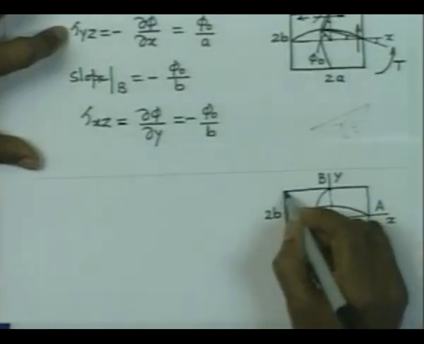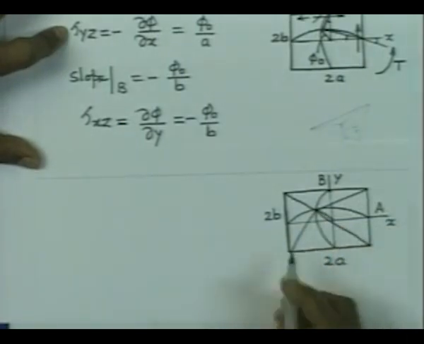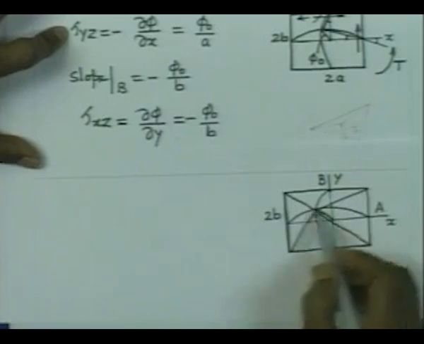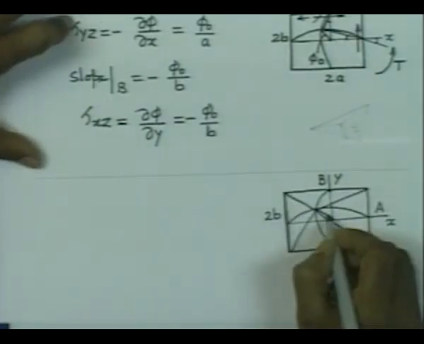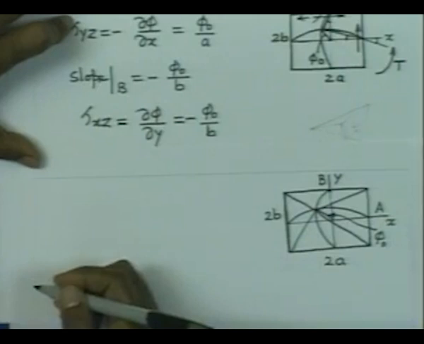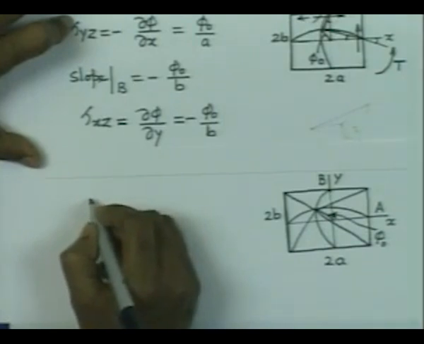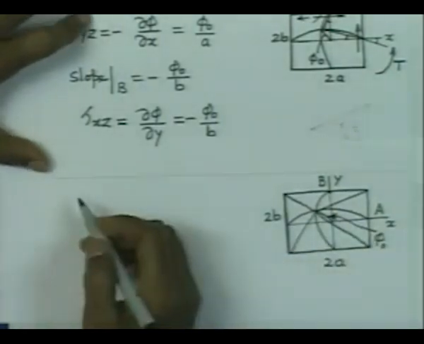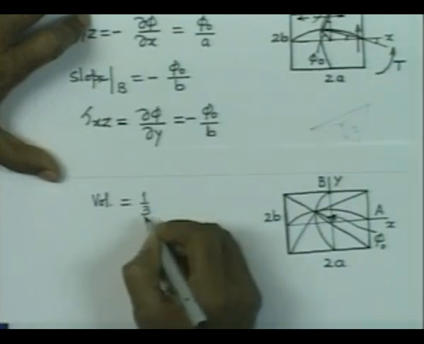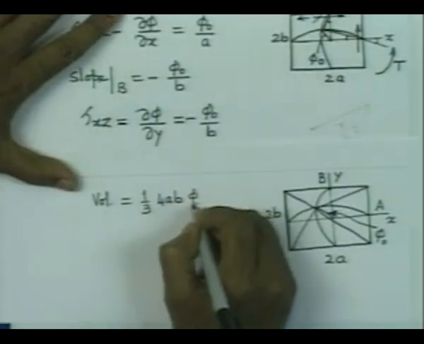So let us approximate this doubly curved surface by the pyramid whose faces are this triangle, then this and this, and finally this triangle. And this height, we have indicated as phi 0. Let us consider that height is equal to phi 0. The volume bounded by the approximate surface and the cross section is 1/3, the base is 4AB, height is phi 0.